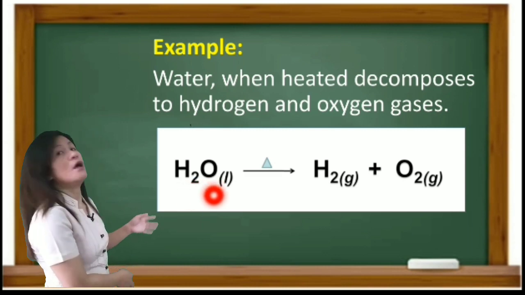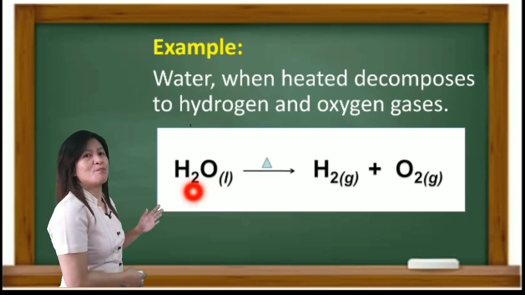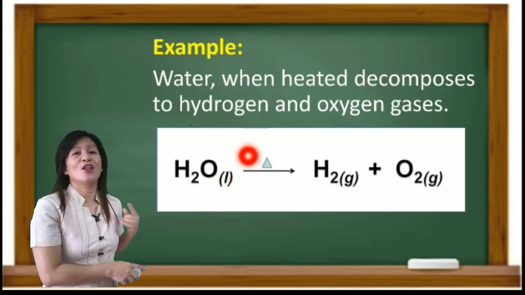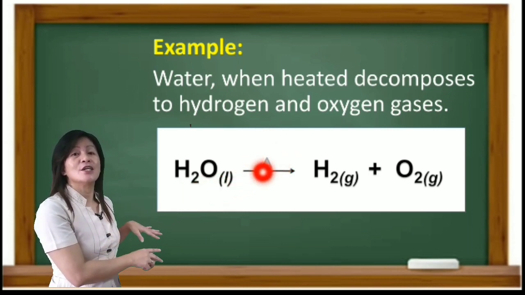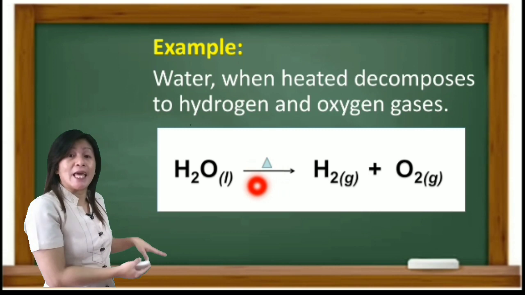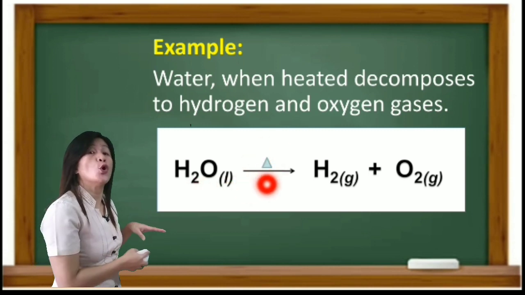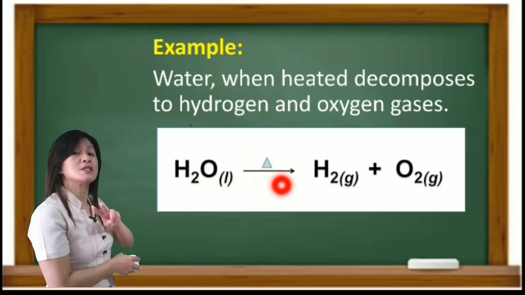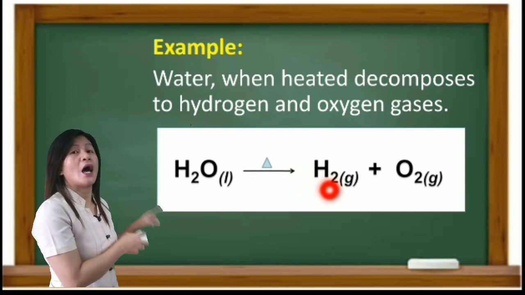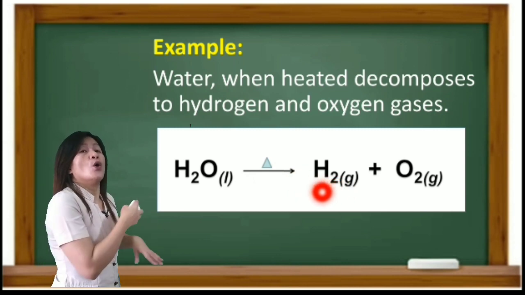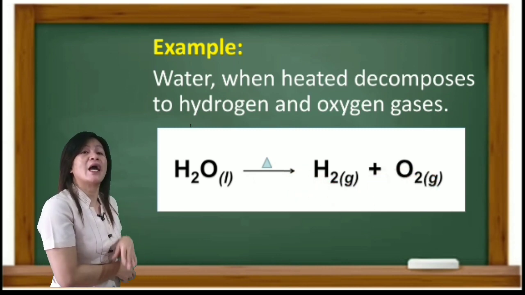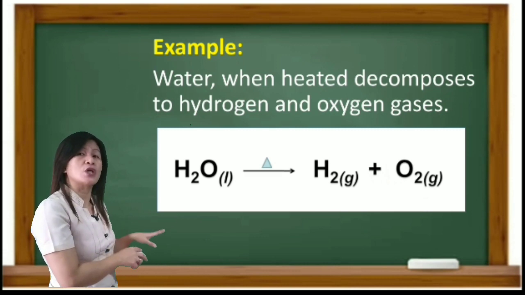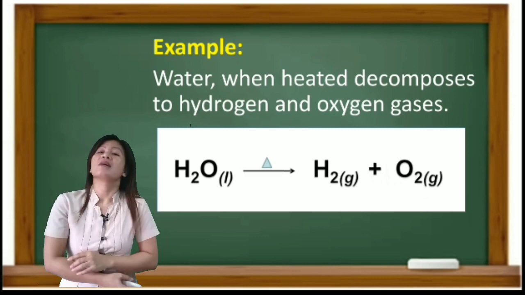So water, the heat energy is indicated by the triangle over the arrow to the right. So water is heated to decompose or to form two new substances, hydrogen and oxygen gases, which have the chemical formulas H2 and O2, and which are both gases.